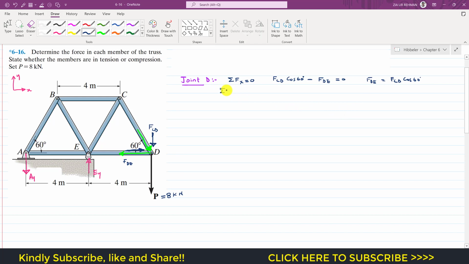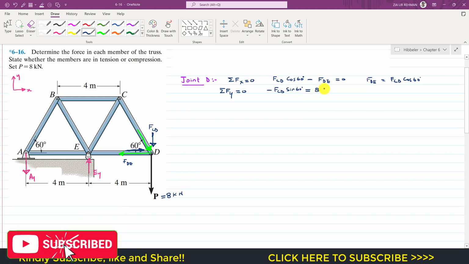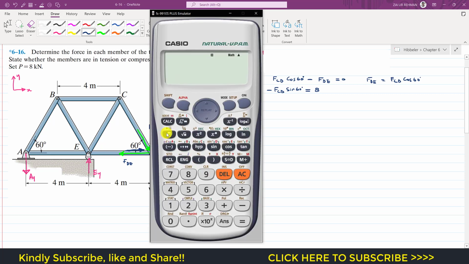FDE and FCD both are unknown, so we need to apply one another equation, that is the summation of forces along y equals 0. The sine component of FCD is acting in the downward direction, so we can write minus FCD sine 60 degrees minus P, and P is 8 kilonewton, so I will write 8, and this is equal to 0. So from this, minus FCD sine 60 is equal to 8. So FCD is 8 divided by minus sine 60, so this is minus 9.24.